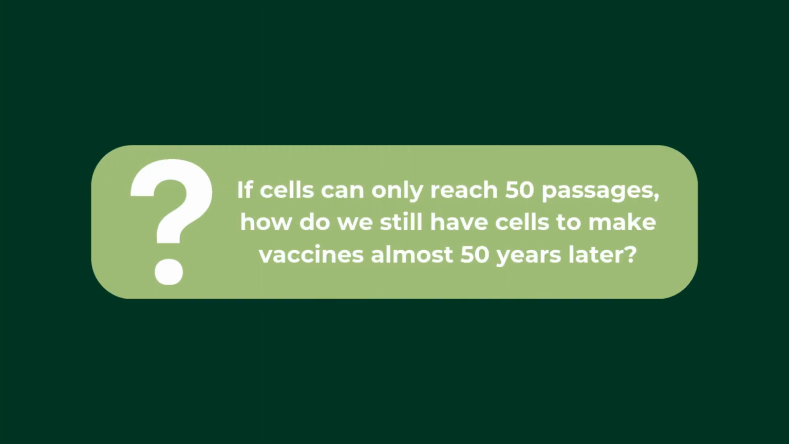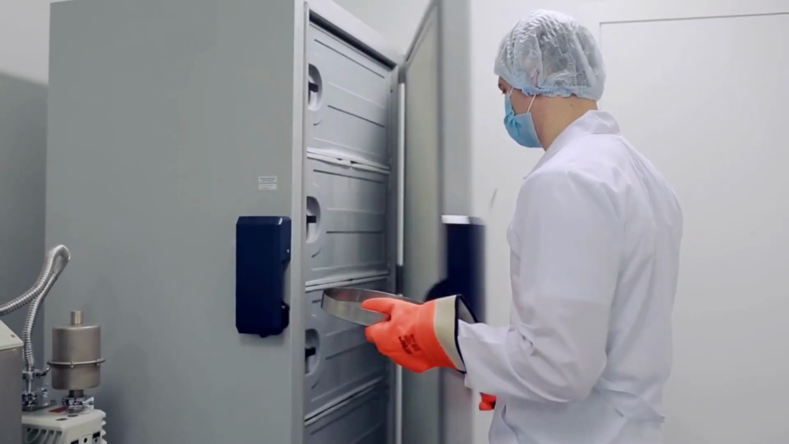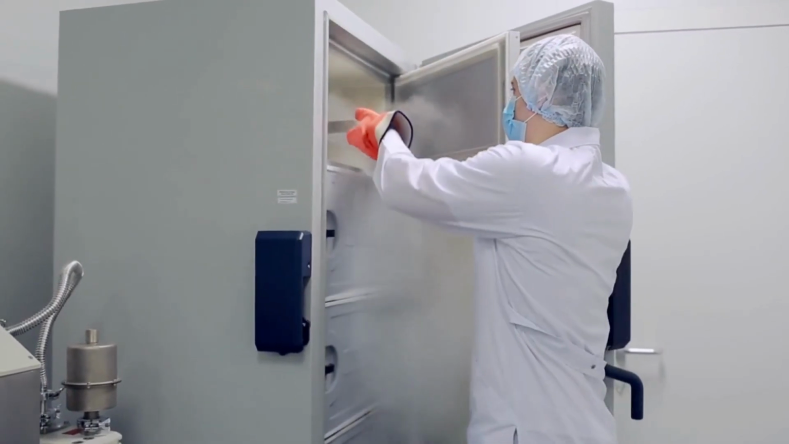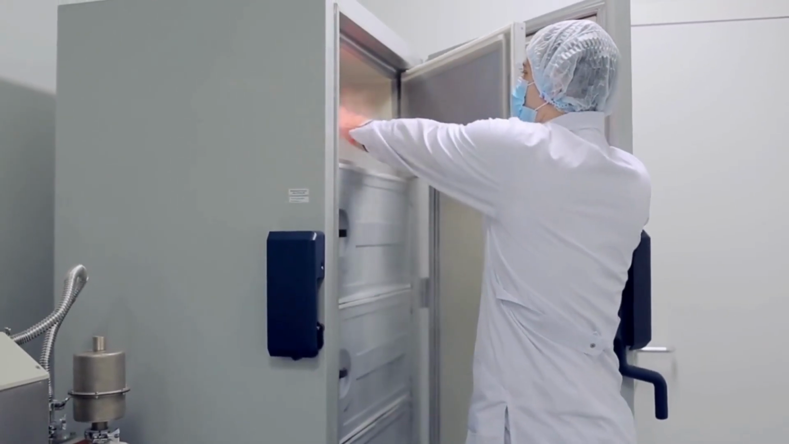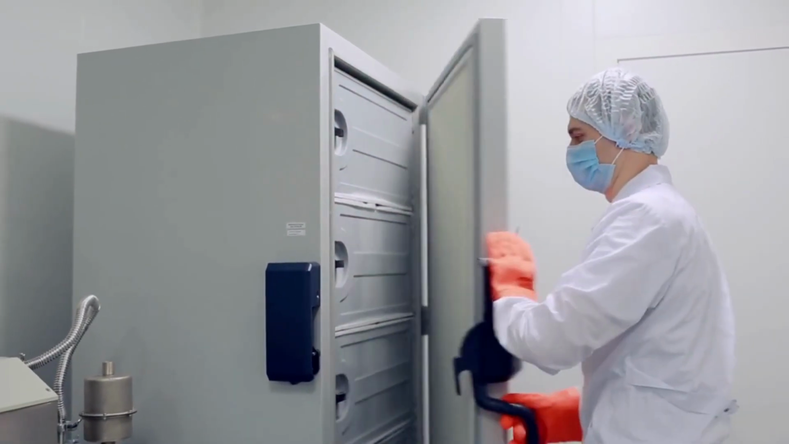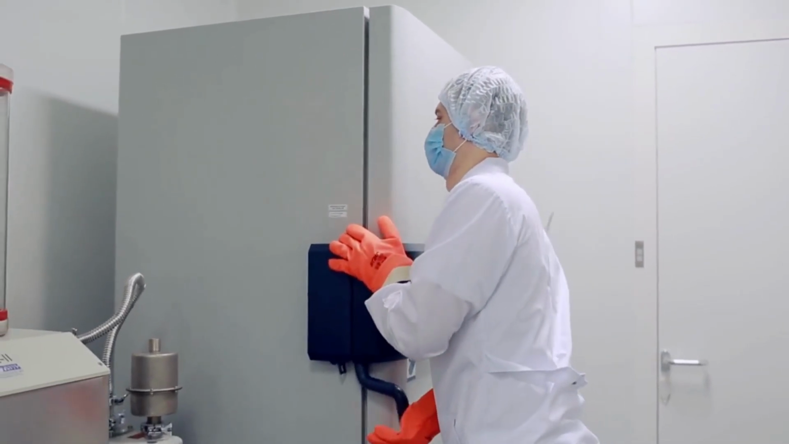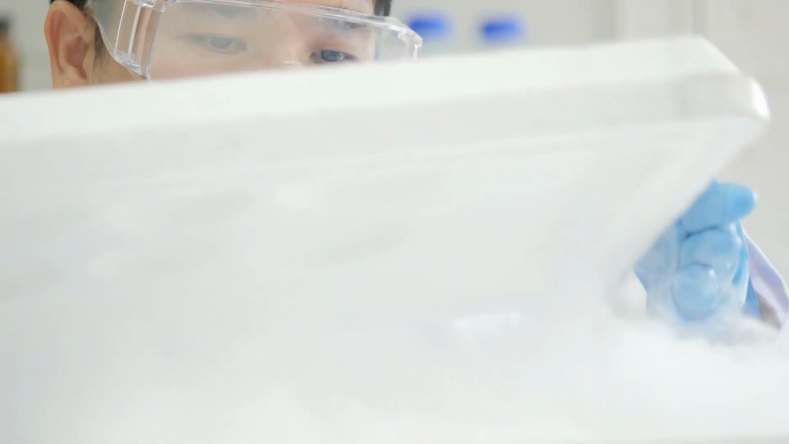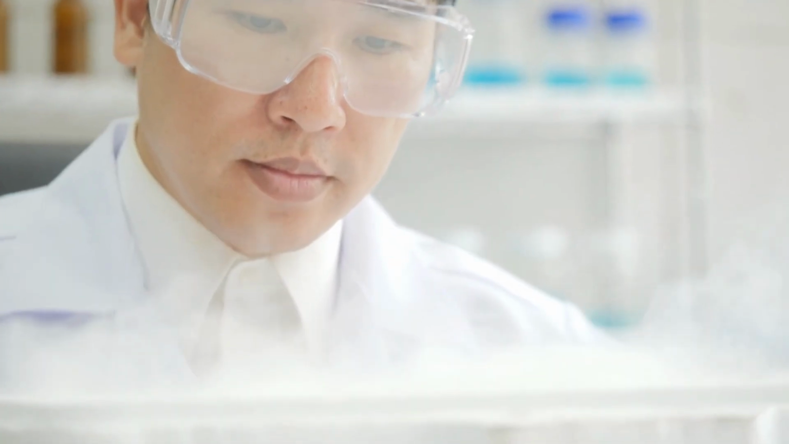So, now you might be wondering, if cells can only reach 50 passages, how do we still have cells to make vaccines almost 50 years later? When scientists are passaging the cells, instead of continuing to make more and more containers, they freeze some. For example, instead of making 25 containers in passage 2, the scientist may decide to make 5 new containers and freeze the cells that would have gone into the other 20 containers.